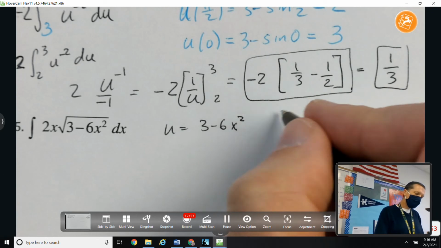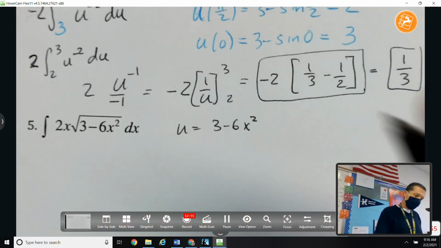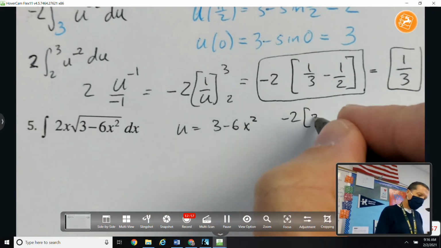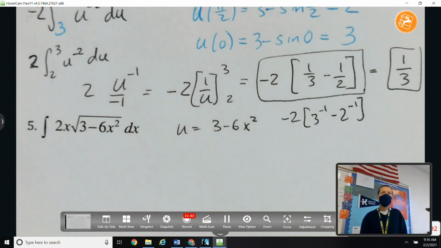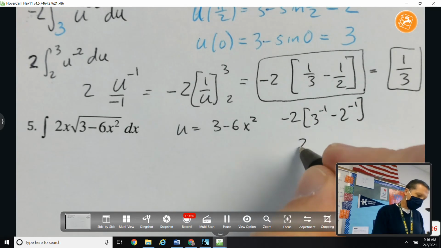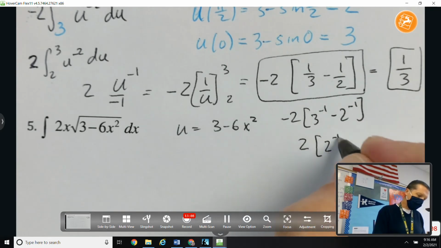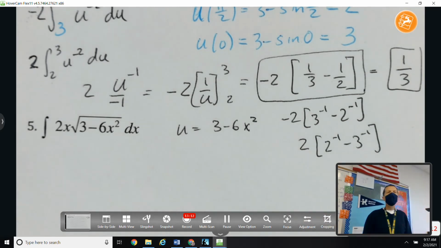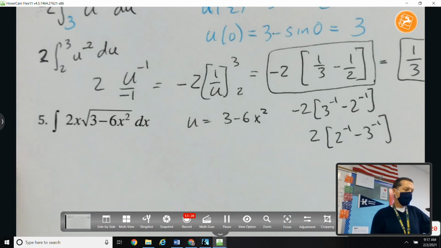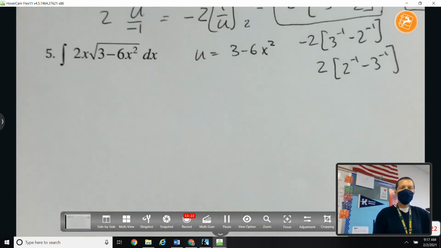The question was, could you leave it as 3 to the negative 1 minus 2 to the negative 1? Yeah. And again, if you didn't switch those limits, you'd end up with 2 times 2 to the negative 1 minus 3 to the negative 1. I divided by a negative 1 for those two. And that's the same, where you could factor out a negative 1. And I mean, lots of algebra that would give you the same answer. Makes grading fun when there's 14 different right answers.